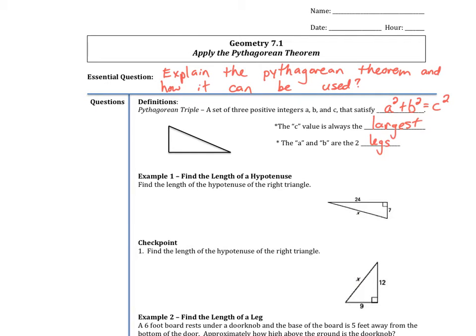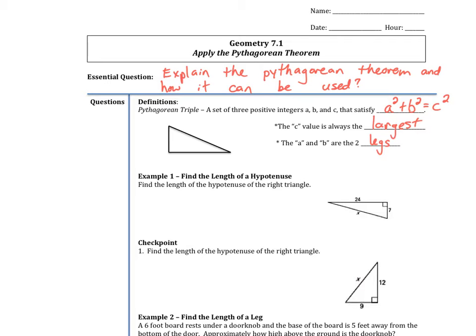All right, starting chapter 7, we get into applying the Pythagorean theorem. So what we're going to cover today is explaining the Pythagorean theorem and how it can be used. A Pythagorean triple is a set of three positive integers, a, b, and c, that satisfy a squared plus b squared equals c squared.